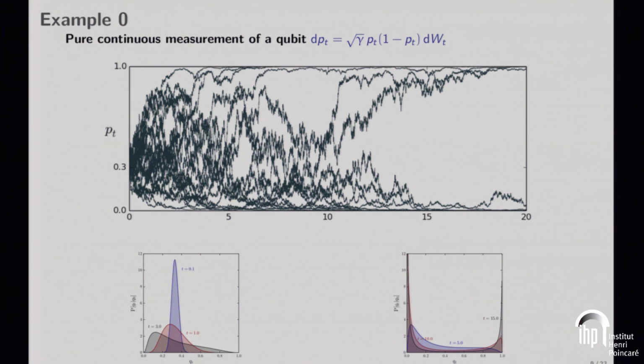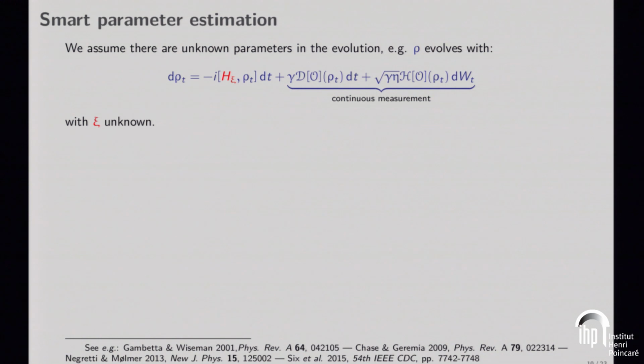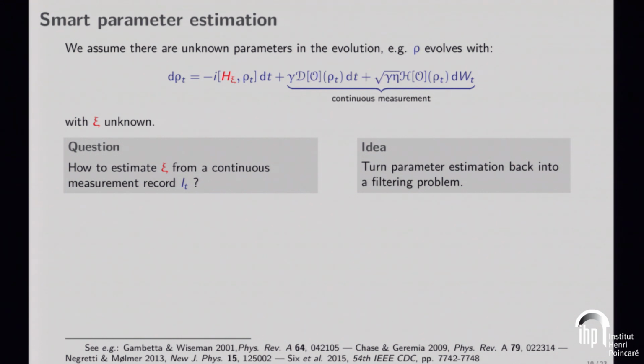So in a way, attacking the same problem Andrew Jordan was considering on the first day, but from a slightly different angle. And this is the question I will now ask: I assume that I have a continuous measurement evolution, but some parameters in the evolution are unknown. For example, I take here the Hamiltonian. I consider some parameters in the Hamiltonian are unknown, but you could imagine that, say, the measurement strength gamma is unknown, or that the measurement operator itself is unknown. Many things could be unknown. And the question is, how do you estimate this parameter from the continuous measurement record that you have?